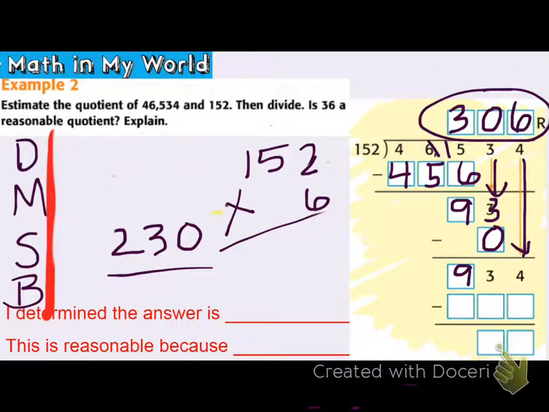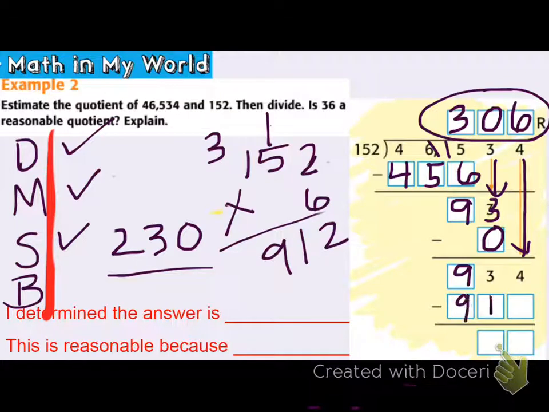So now I can go ahead and multiply 152 times 6. Well, that's 31. Bring up my 3. 6 times 1 plus 3. 912 definitely worked. So after multiply, I can now subtract 912 to get my remainder.